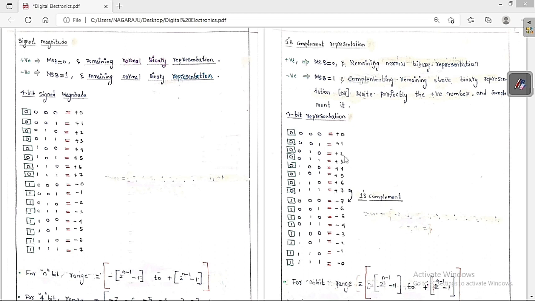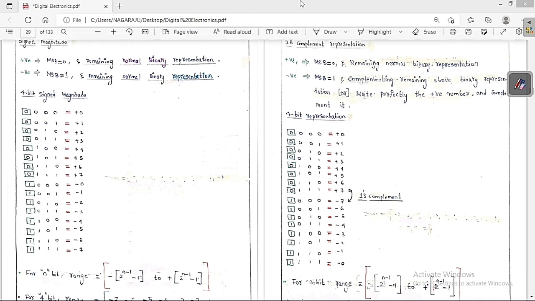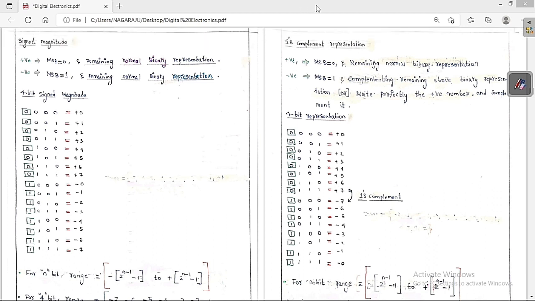So for plus 2, you can see the 0 sign bit is a positive number, plus, and the remaining bits 0, 1, 0 give plus 2. Suppose you want minus 2. What you have to do is replace the 0 by 1 and complement the remaining bits, which gives 1, 1, 0, 1. Or simply, write the positive number perfectly and take its complement. The inverse is also true. If you take the complement in reverse, we get the same one's complement. Therefore, if you write a positive number and complement it, we get the negative number. Or write a negative number and take the one's complement, we get the positive number.